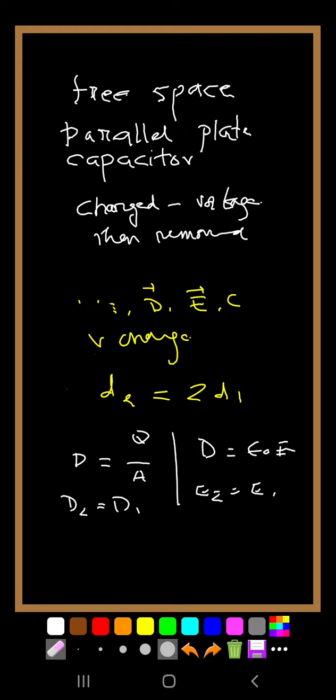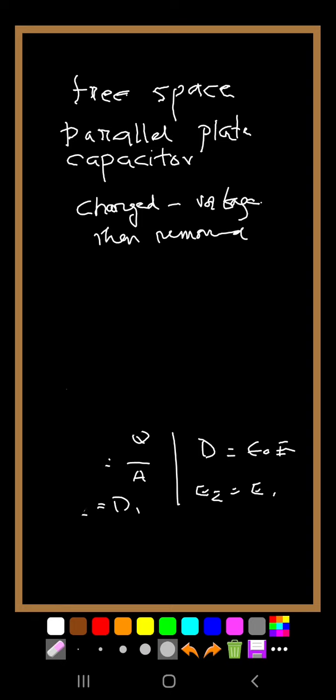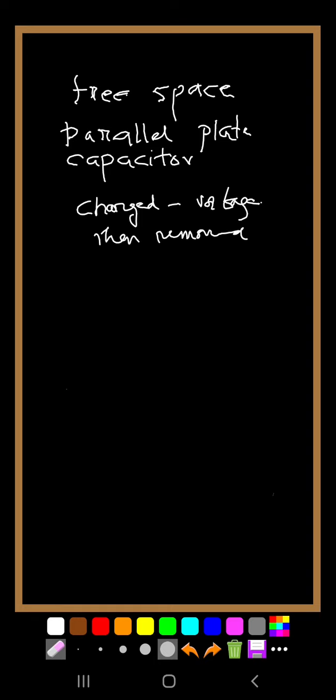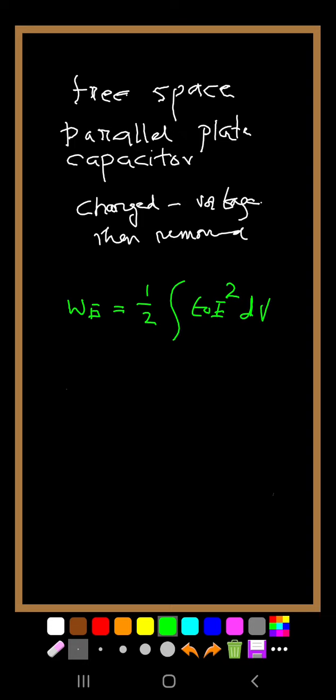However, if we move on to the energy, the energy WE is given as equal to half integration epsilon 0 E square dV, and since d2 is equal to 2d1, the volume has been doubled, so of course this WE dash, the new one, will be twice of WE, the old one, since this is directly proportional to the volume.